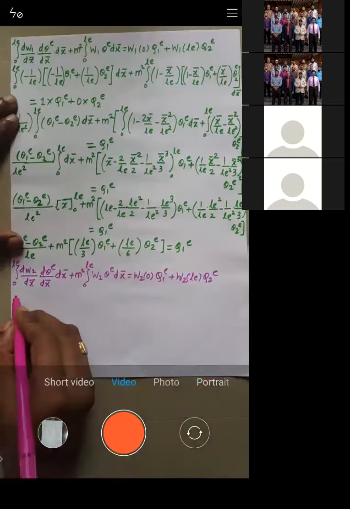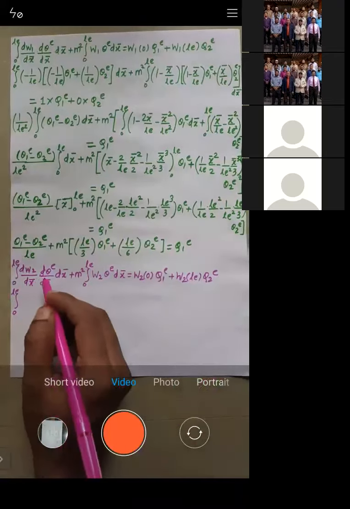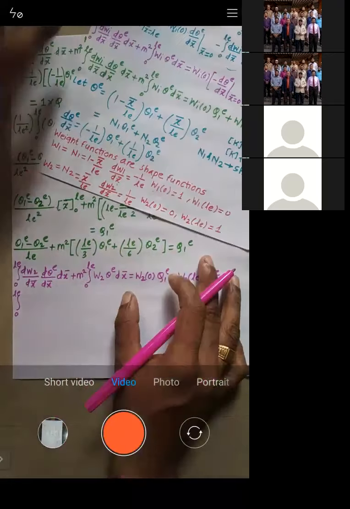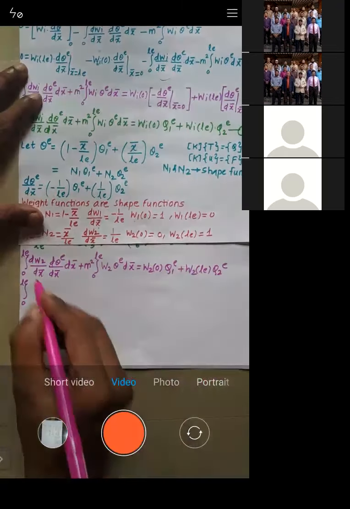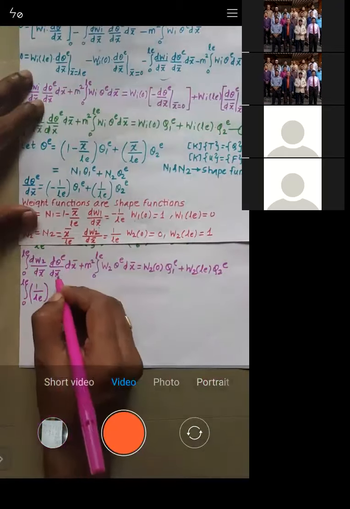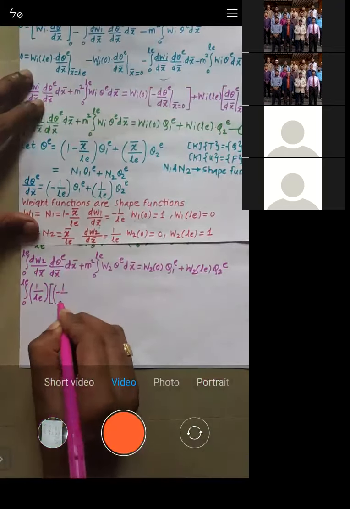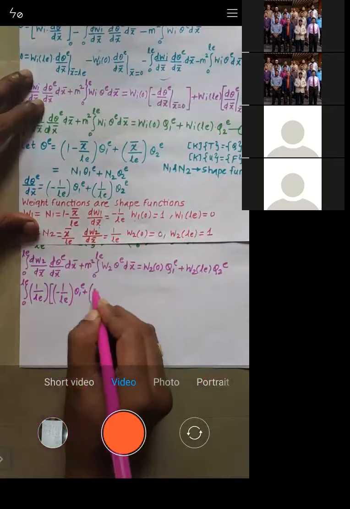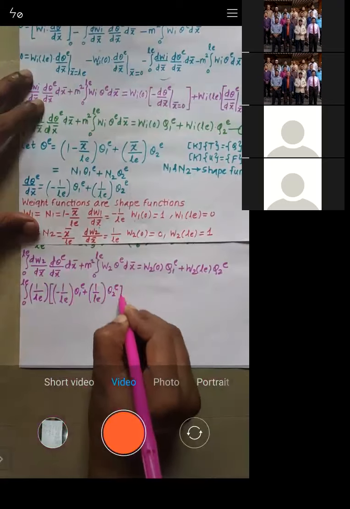Now let's put the values. 0 to LE, dW2 by dx bar. You can see the value is 1 by LE. And d theta E by dx bar, this value is minus 1 by LE theta 1E plus 1 by LE theta 2E, into dx bar.